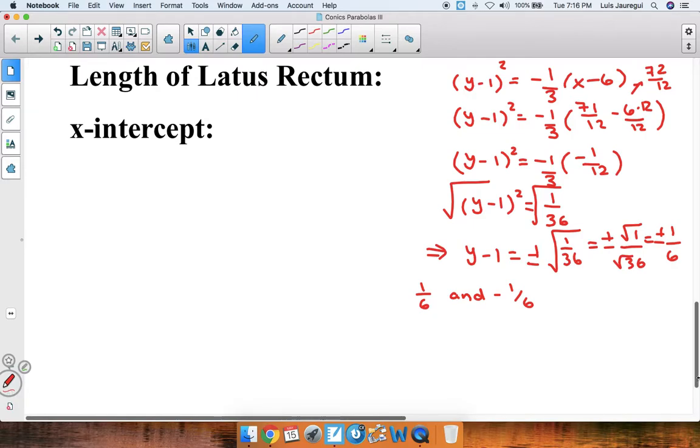So we want the distance between these two y values. Recall that in order to find the distance, we take the absolute value of their difference. So we take the absolute value of 1/6 minus negative 1/6. Remember that a negative times a negative becomes a positive, so you have the absolute value of 1/6 plus 1/6. That becomes the absolute value of 2/6. Simplifying, we get the absolute value of 1/3, which is 1/3. Therefore, the length of the latus rectum is equal to 1/3 units.